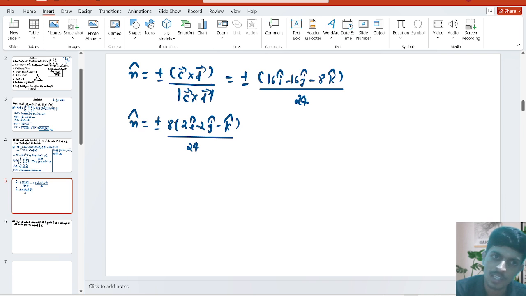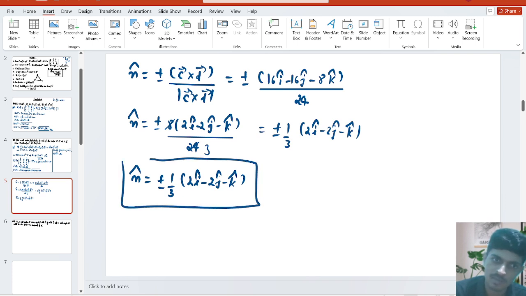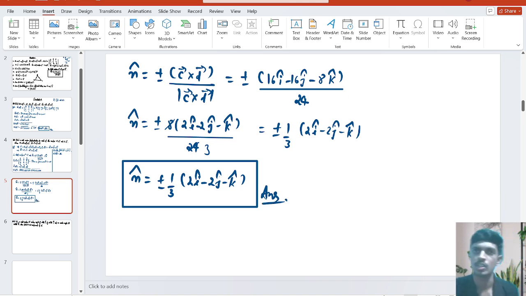8 threes are 24. So it becomes plus minus 1 by 3 times 2 I cap minus 2 J cap minus K cap. This is the unit vector perpendicular to vector A plus B and vector A minus B, that is vectors C and D. So this is our answer: plus minus 1 by 3 of 2 I cap minus 2 J cap minus K cap. I hope it is clear to you.